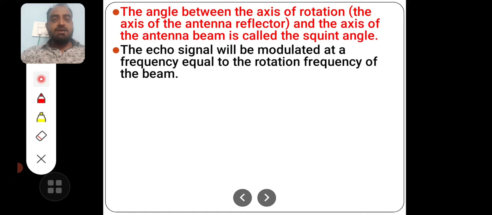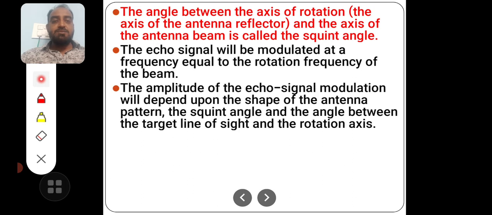Now, as the antenna is rotated, the normal rotation speed is 30 revolutions per minute (rpm). That means one revolution in 2 seconds. Because the antenna is continuously rotating, the signal which leaves the antenna will be a modulated signal. Similarly, the echo signal will also be a modulated one. The echo signal will be modulated at a frequency equal to the rotation frequency of the beam.